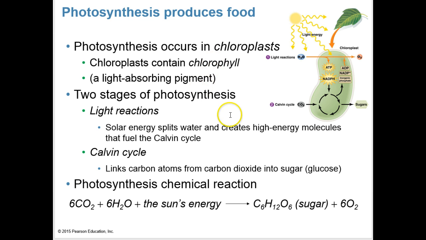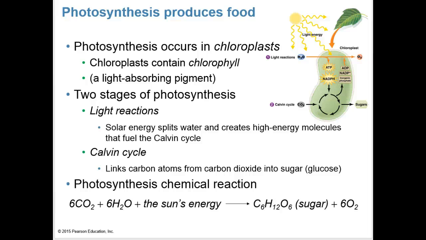There are two stages of photosynthesis. One is called the light reactions, and the other is called the Calvin cycle, or sometimes also called the dark reactions. In the light reactions, solar energy, or the energy of sunlight, splits water and creates high energy molecules that will then be used to fuel the Calvin cycle. During the light reactions, water molecules split and react to form hydrogen ions, H+, and molecular oxygen, or O2, thus creating the oxygen that we breathe.